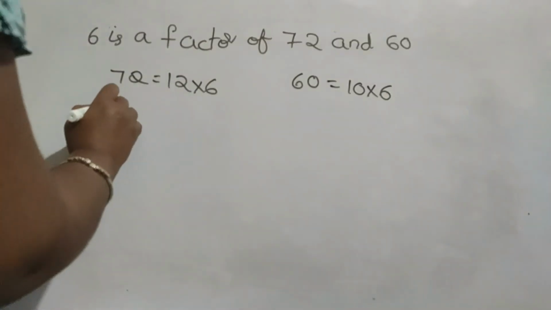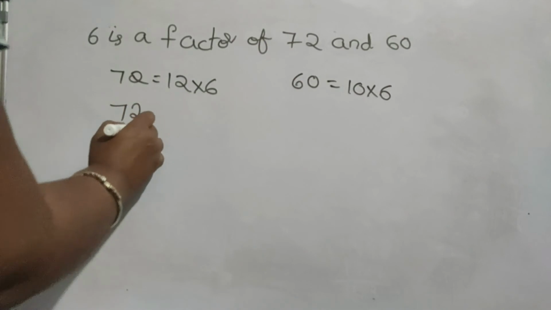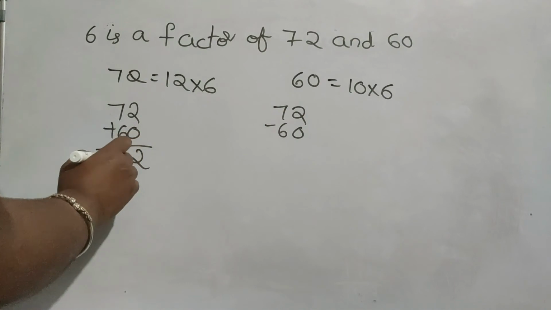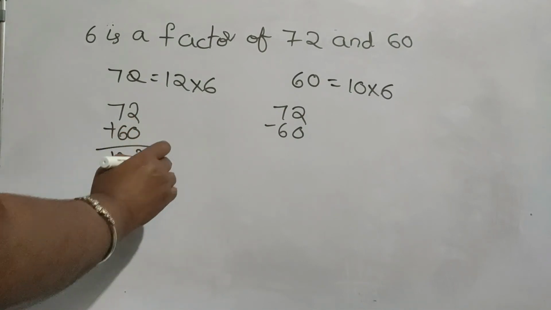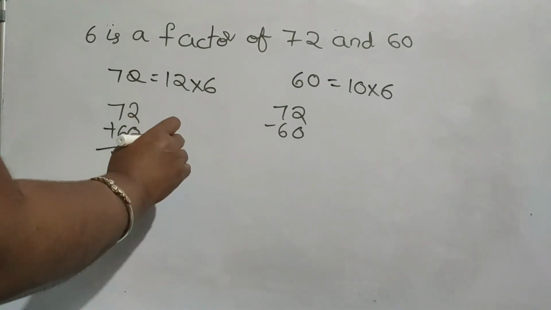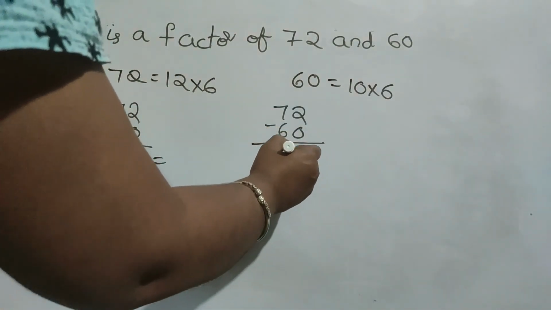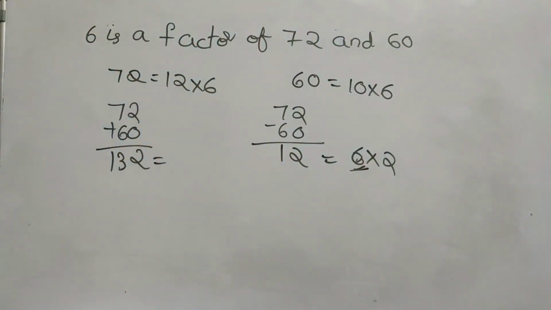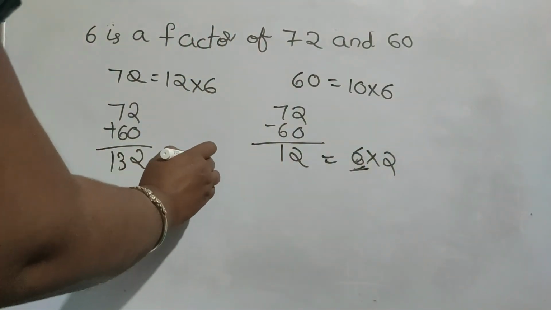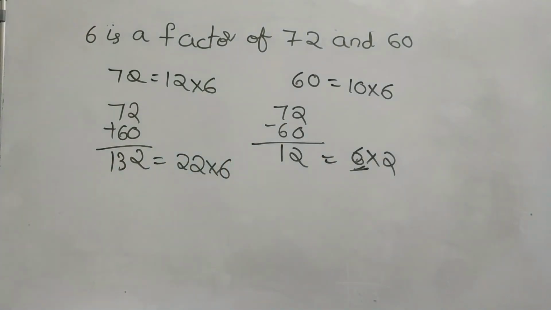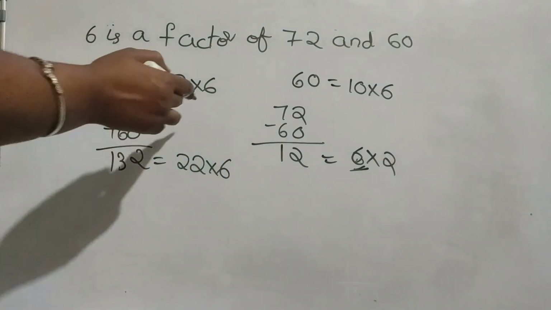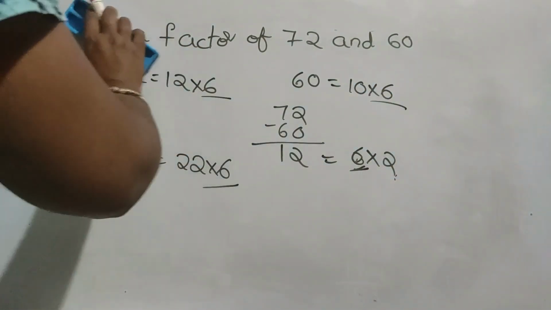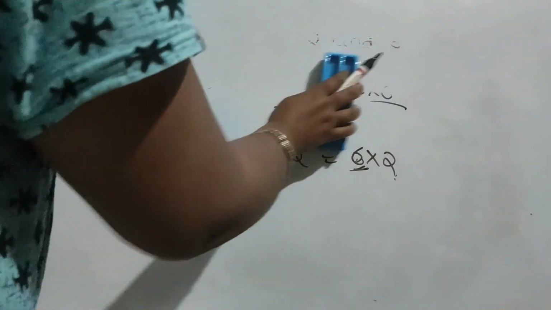We can say 72 plus 60 and 72 minus 60. The sum is 132 and the difference is 12, which we can say 6 2s are 12. We have a factor of 6 here. 22 6s are 132. So everywhere the rule follows. Now the next question, last but one.